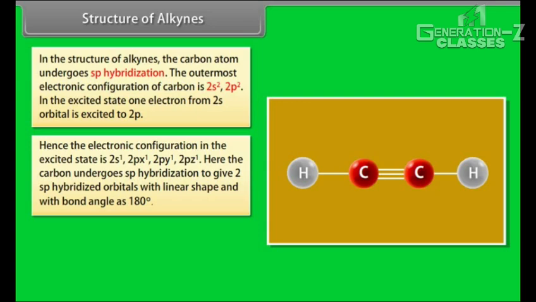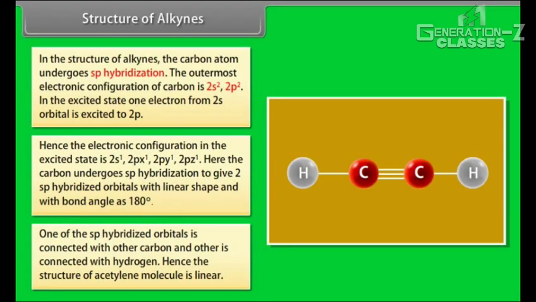Here, the carbon undergoes sp hybridization to give 2 sp hybridized orbitals with linear shape and with a bond angle of 180 degrees. One of the sp hybridized orbitals is connected with the other carbon and the other is connected with hydrogen. Hence, the structure of the acetylene molecule is linear.